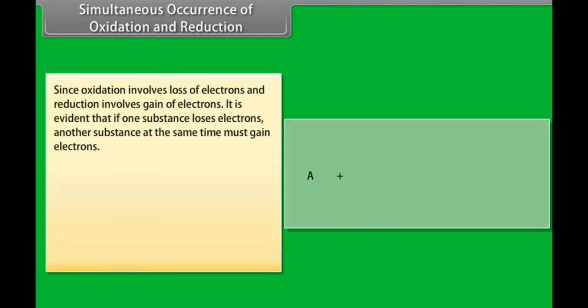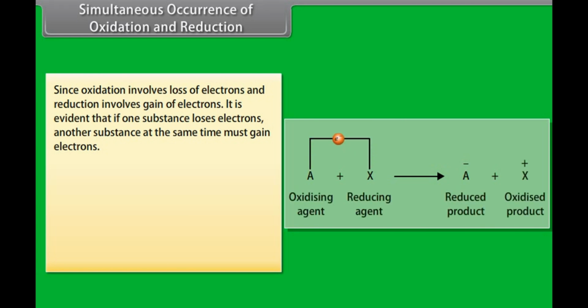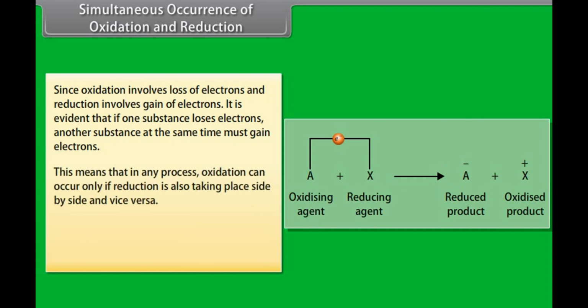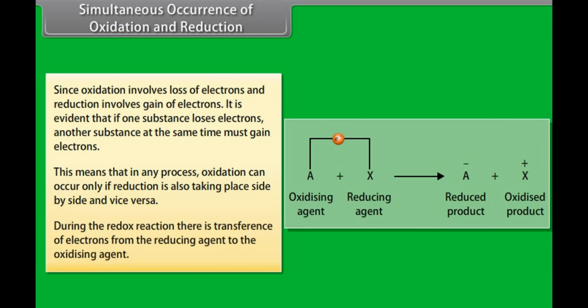Since oxidation involves loss of electrons and reduction involves gain of electrons, it is evident that if one substance loses electrons, another substance at the same time must gain electrons. This means that in any process, oxidation can occur only if reduction is also taking place side by side and vice versa. During the redox reaction, there is transference of electrons from the reducing agent to the oxidizing agent.